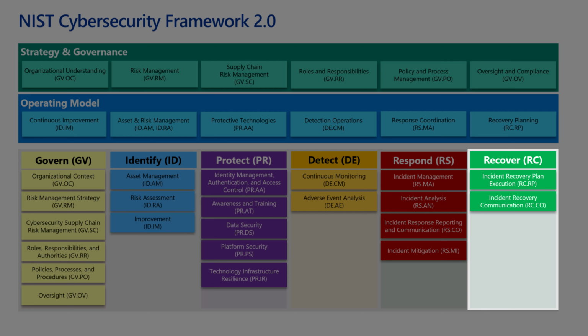And finally, the Incident Recovery Communication, RC.CO element, focuses on maintaining clear and transparent communication with all relevant stakeholders during the recovery phase. This includes providing regular updates on recovery progress, addressing concerns, and keeping stakeholders reassured about the organization's commitment to resolving the incident and restoring operations.